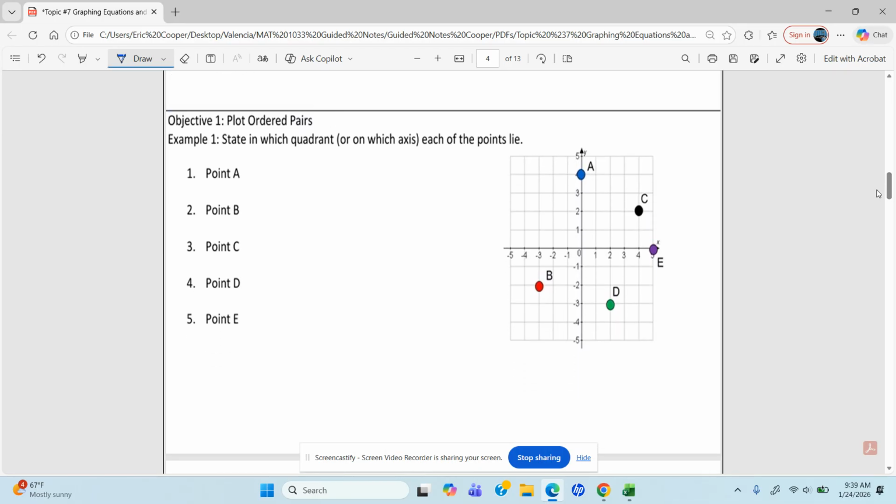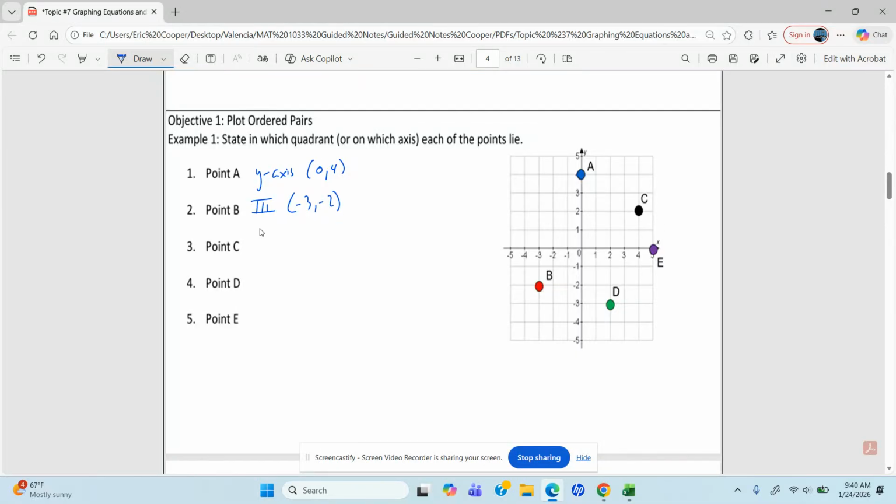State in which quadrant or in which axis each of the points lie. So point A is right here. If you notice, it's not in any of the quadrants, it's on the y-axis. So this will be located on the y-axis. And this would be the point 0, 4. Point B is located down here. This again is quadrant number 3. It's the one where everything is negative. So this point would be negative 3, negative 2.